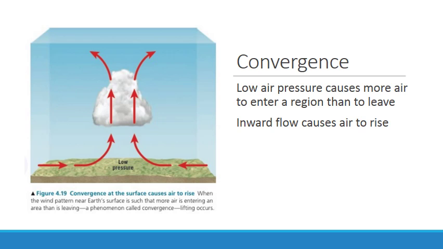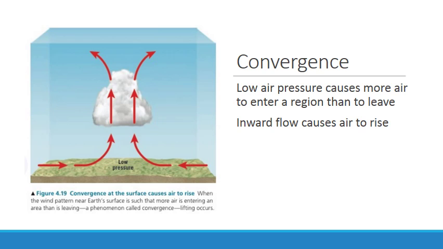When the wind pattern near the surface is such that more air is entering an area than is leaving, that's called convergence. The lifting occurs because there's this pileup of molecules around a low pressure system. So that to me sounds like a storm. We think of a place where air is all piling up, and that can easily be a big red L on a weather map.